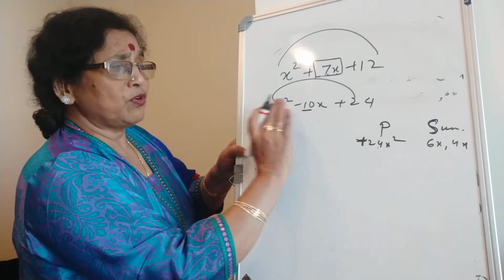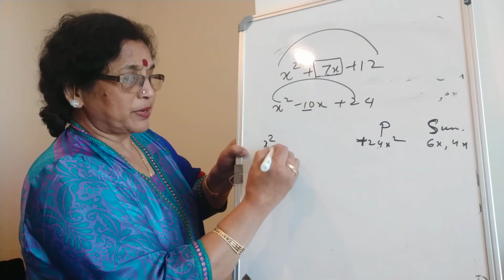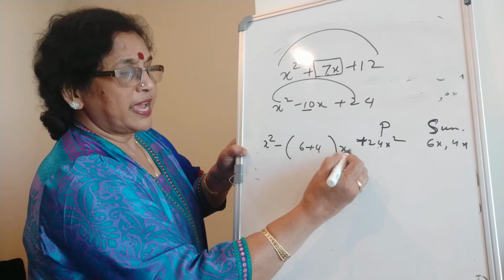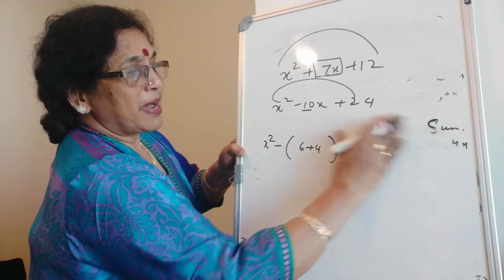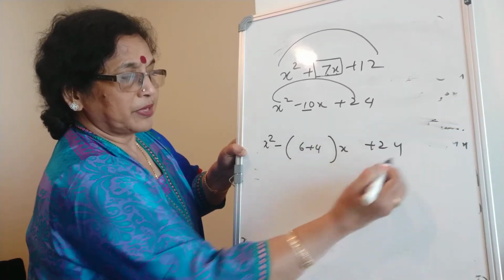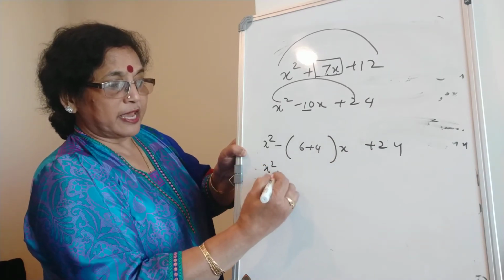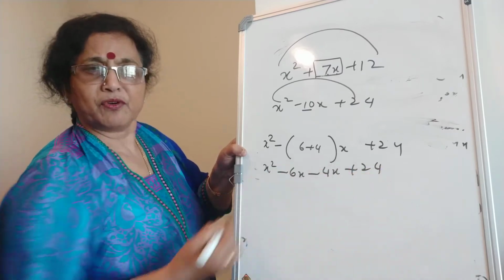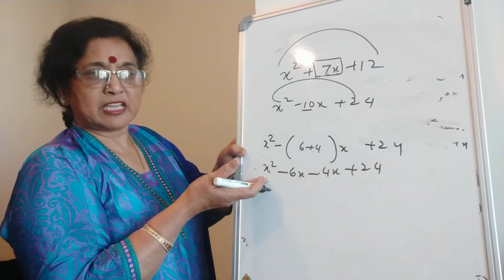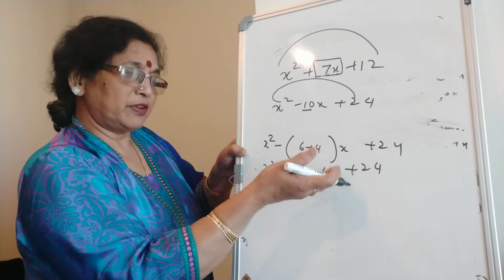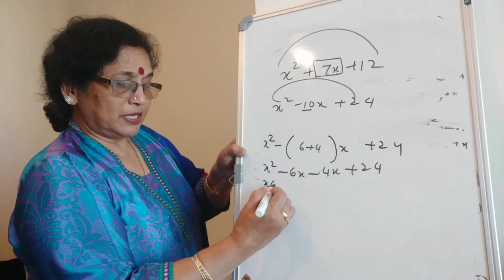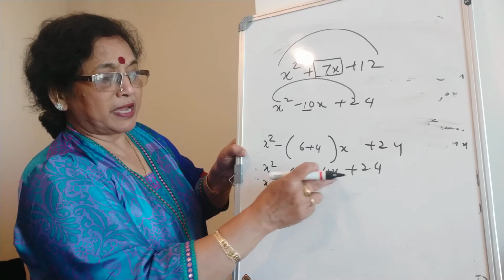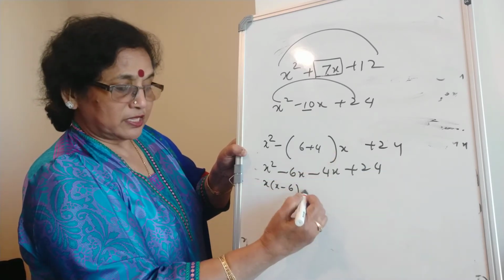So what you do is, don't worry which one. You just write x square, and if it is sum, you write the sum 6 plus 4 x, and then you write minus plus 24. So now open the bracket. X square minus 6x minus 4x plus 24. Again take whichever is coming first, take the first two and the second two. So x common, x minus 6. Now x minus 6. Here it will be minus x plus 6. So I'll change the sign.